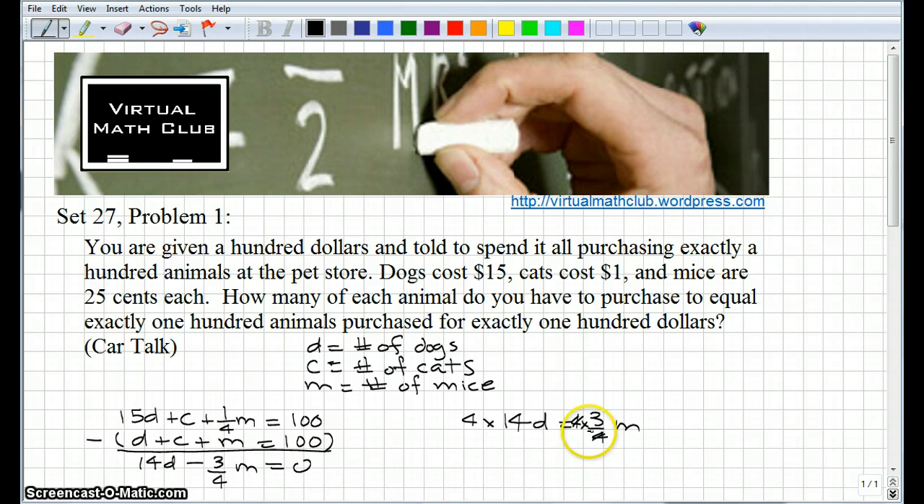The other piece of information that we do know implicitly in this problem is that we can't sell anybody half a dog or a quarter of a mouse or 2/3 of a cat. I mean, we want the number of dogs, the number of cats, and the number of mice to be whole numbers. Okay, so no fractions. We're not going to sell you just the tail of a dog. Okay, so we're going to assume that D and M have to be whole numbers.